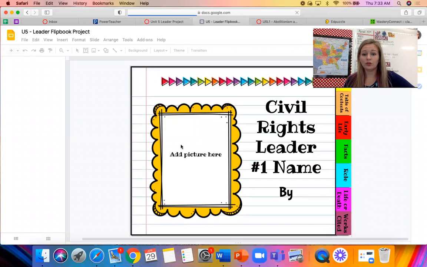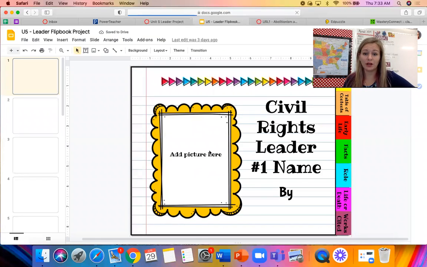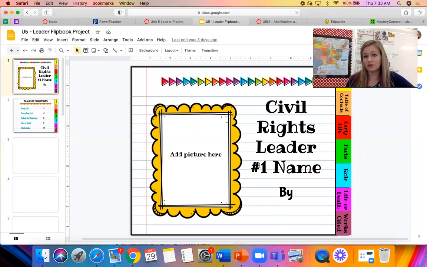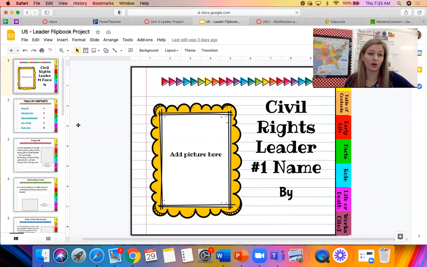So what you're going to do is, let's say you are doing Ella Baker. You're going to put a picture of Ella Baker right here. You're then going to put her name, so Ella Baker, and then your name, so by Ashley Rush, right? So that's your cover that's already created.